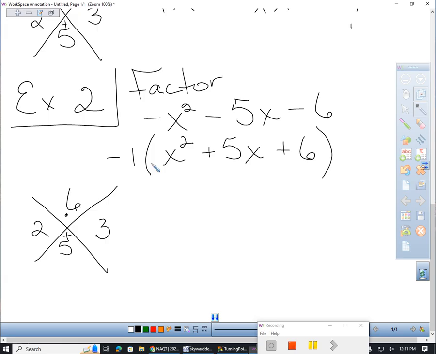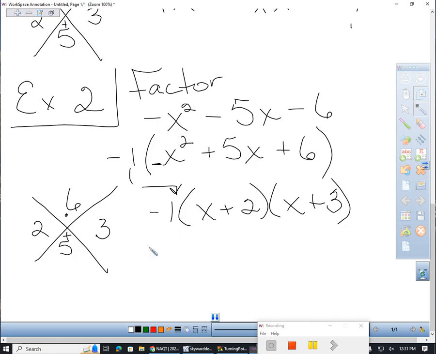Hold on. So, since our leading coefficient inside our parentheses is a 1, we have x plus 2, x plus 3, but we can't forget that greatest common factor in front. It has to join down here and put a negative 1 in front.